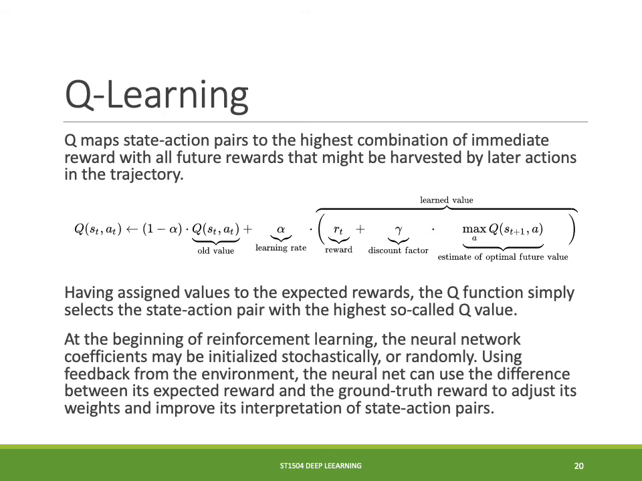Okay. So using the feedback from the environment, the neural net can use the difference between the expected reward and the ground truth, the actual reward that it gets, to adjust the weights so that it will improve its interpretation of the current screen. So that it will keep improving as it learns more about the game.